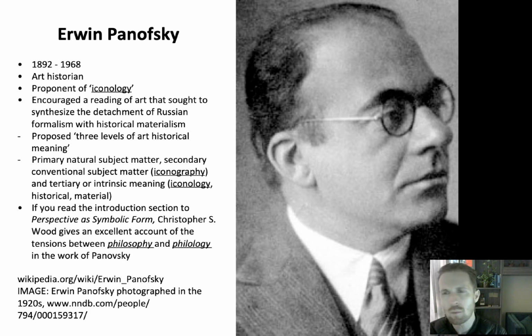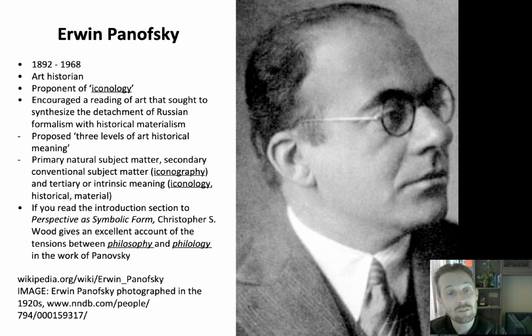Who was the artist? When were they working? What was happening in society at the time, politically, technologically, philosophically, and how did these things shape the meaning of the artwork? Panofsky proposed 3 levels of art historical meaning. The first was the primary natural subject matter of the work. The second was the conventional subject matter, its iconography. What did it visually symbolize? And the third was the tertiary or intrinsic meaning, or the iconology, its historical context, its material context, what was happening in the world around this artwork.